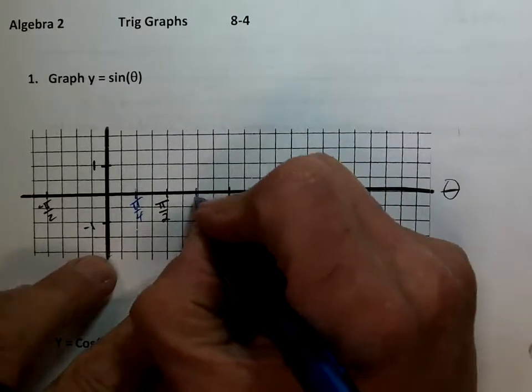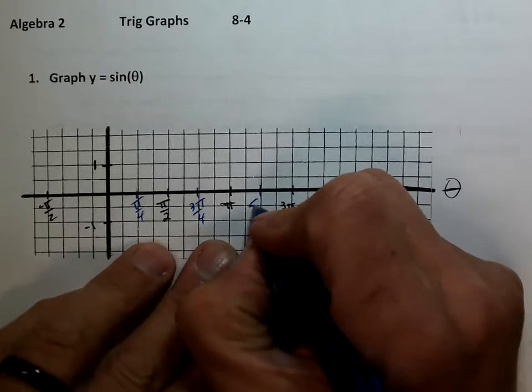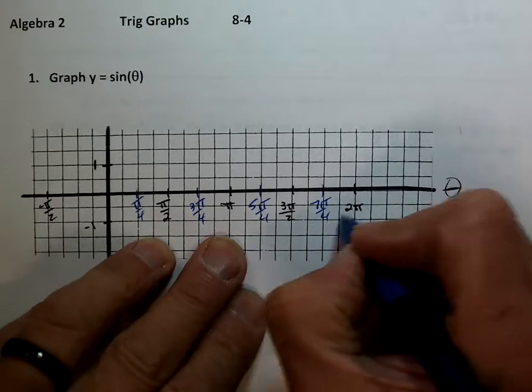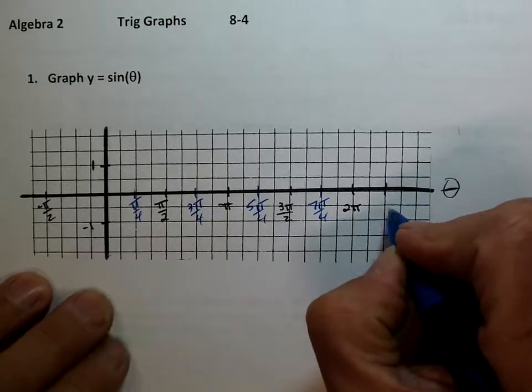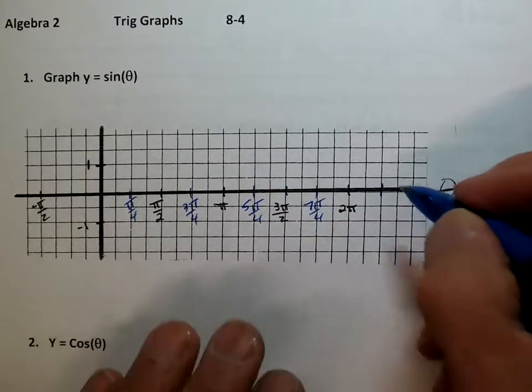I want to add 3 pi fourths. I'm going to add 5 pi fourths and 7 pi fourths. And Ben, I could add 9 pi fourths if I wanted to, and that was the one that was on your paper that we scribbled out, okay? So I just did all the fourths, is what I did.